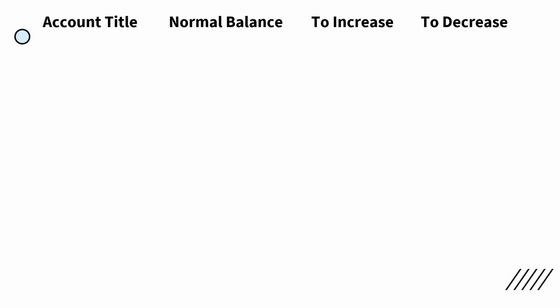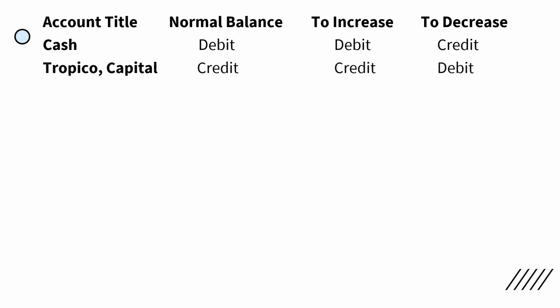So let's have simple application. So account title cash, the normal balance is debit because cash is an asset. So to increase cash, you record it on the debit side, and to decrease it, you record it on the credit side. Tropico Capital, its normal balance is on the credit side. So to increase it, you place it on the credit side. And if you want to decrease it, you place it on the debit side.